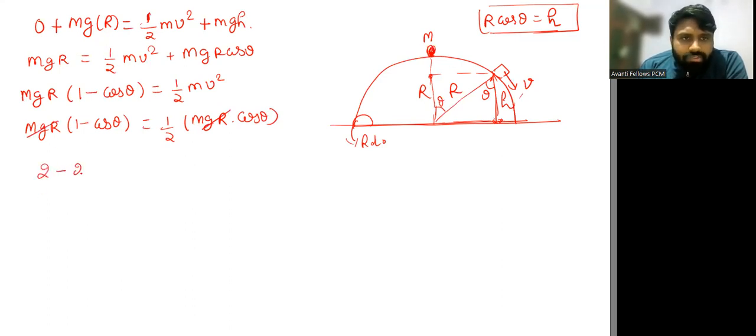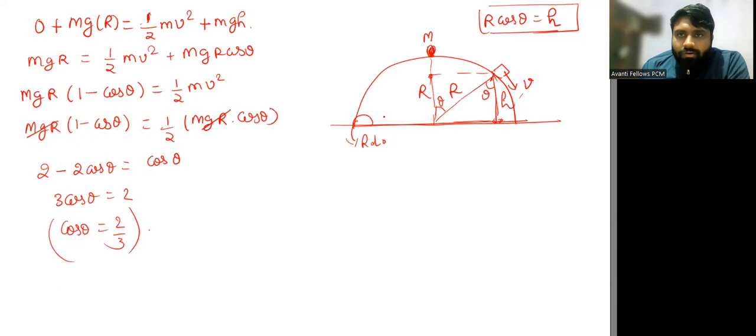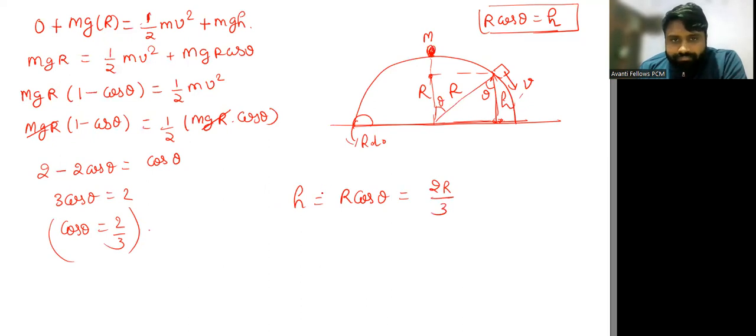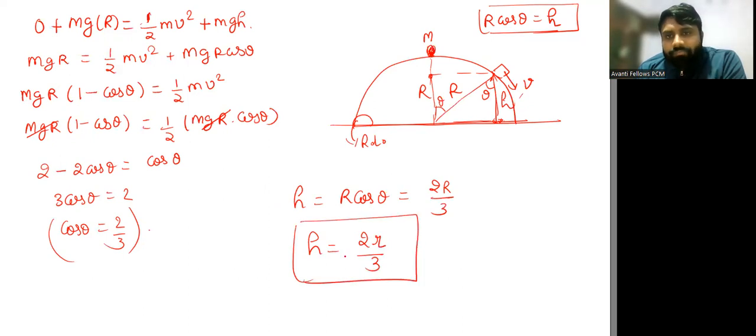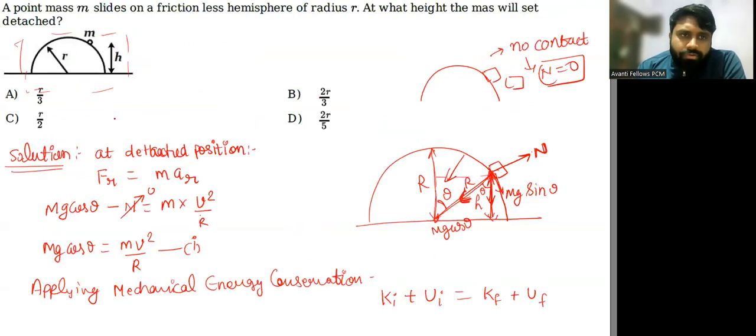Now this mgr and mgr will cancel out. It will become 2 minus 2 cos theta is equal to cos theta, since these two have been multiplied here. So 3 cos theta is equal to 2, and cos theta will become 2 by 3. Now, if you put the value of cos theta in this expression, h is nothing but r cos theta, so you have 2r upon 3. So h is nothing but 2 small r upon 3, because we have replaced the capital R by small r. So do not worry about that. So 2r by 3 is the correct option.